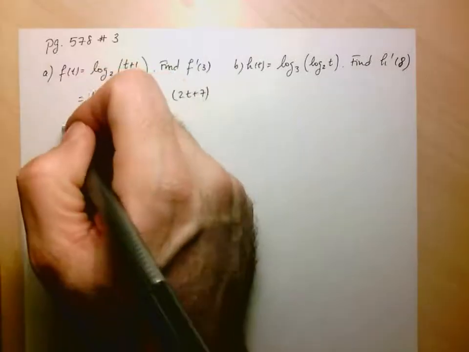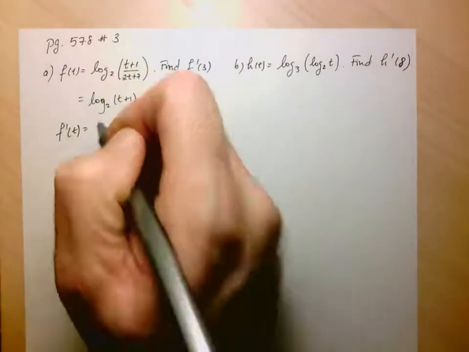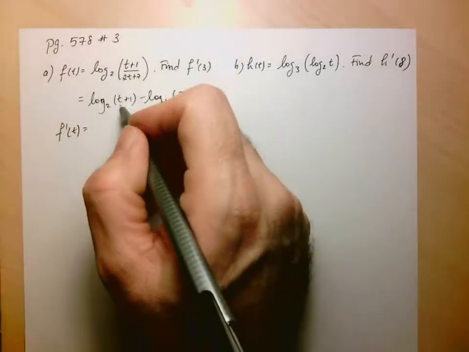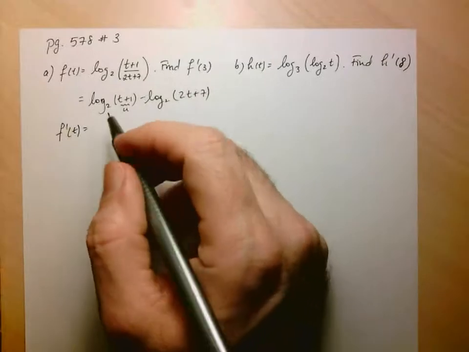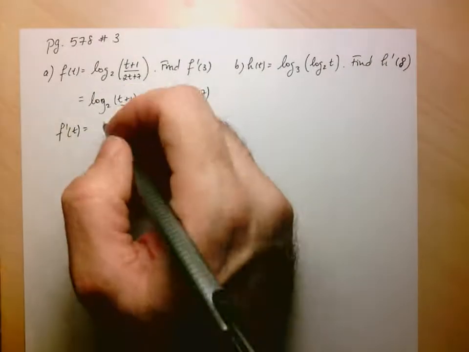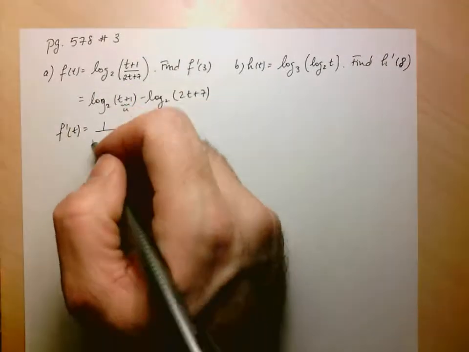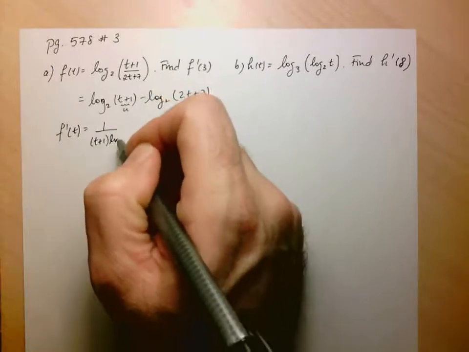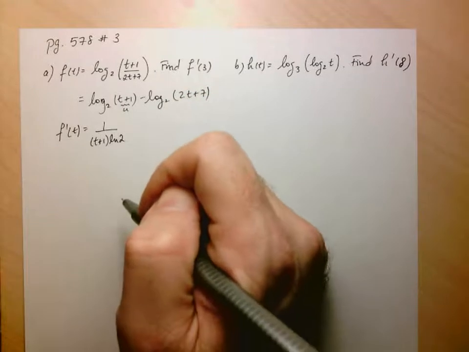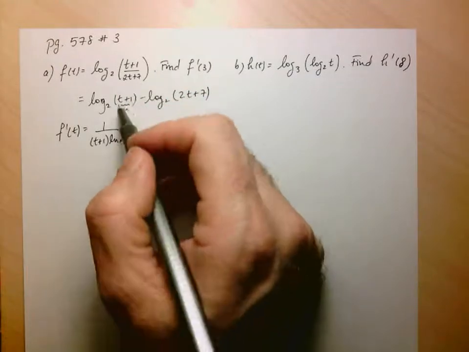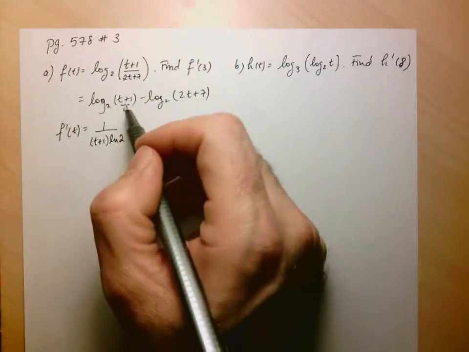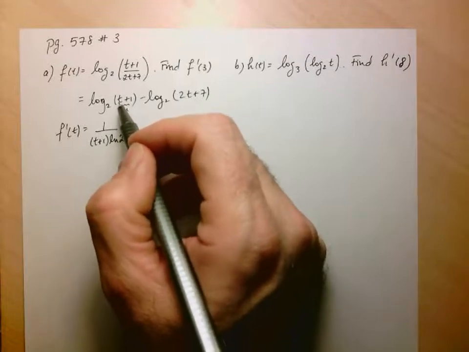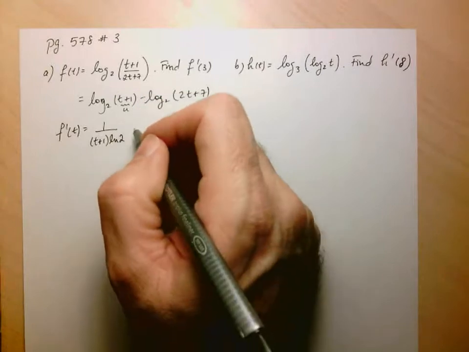Okay, so let's find the derivative of this here. So f prime at t is going to be equal to the derivative of the first. We're going to have to use the chain rule here, so this will be our u. So the derivative of log base 2 of u is 1 over u ln 2. So 1 over t plus 1 times ln of the base, which is 2. Okay, and times the derivative of u with respect to t, which in this case is just equal to 1, because the derivative of 1 is 0 and the derivative of t is just 1. Okay, so not much to do there.